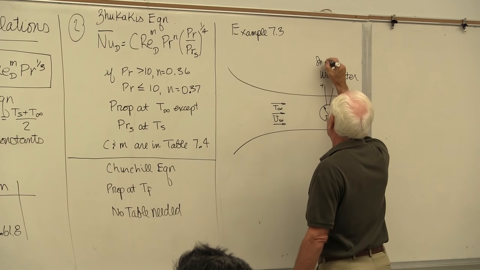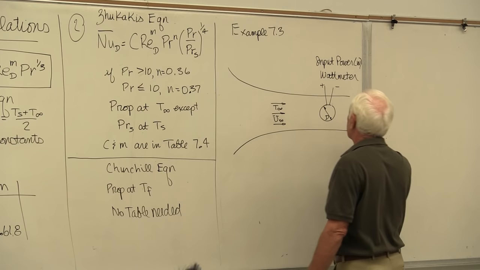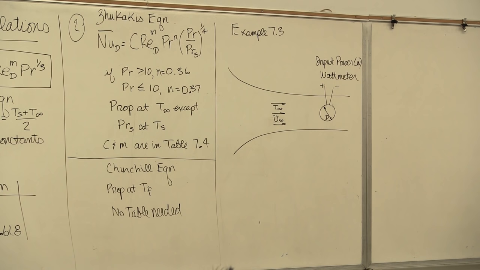In watts, of course. Okay, so you heat the cylinder that way. Solid aluminum, drill a hole through it, insert the cartridge heater, and then attach it to a power supply and put a watt meter in line. Then, well, here's what she needed to do.